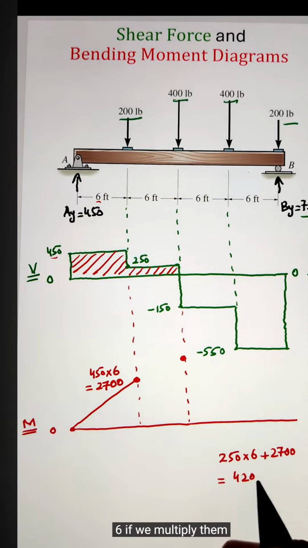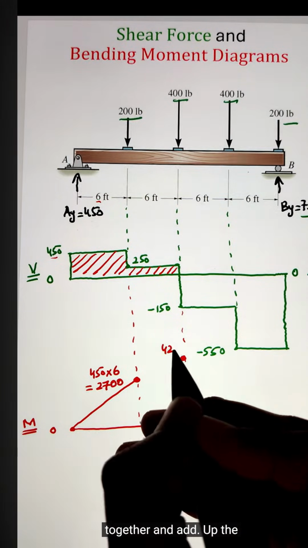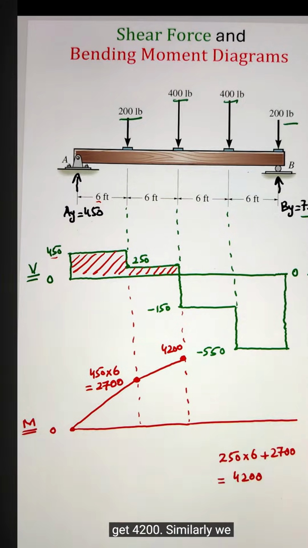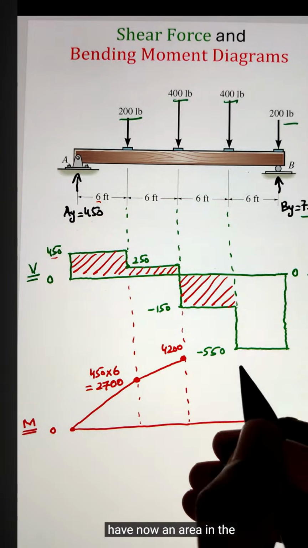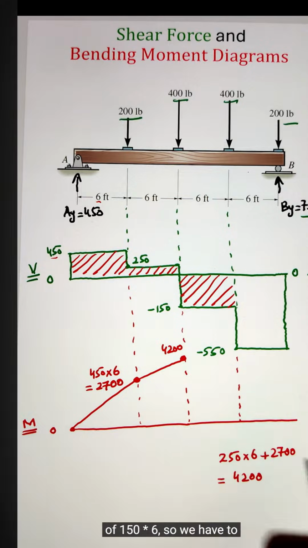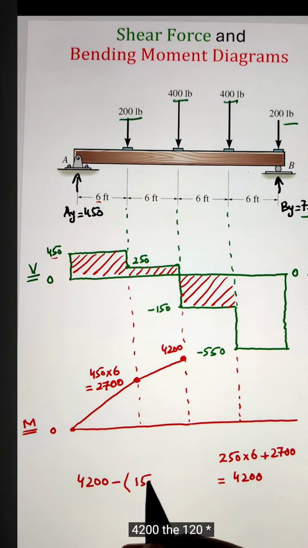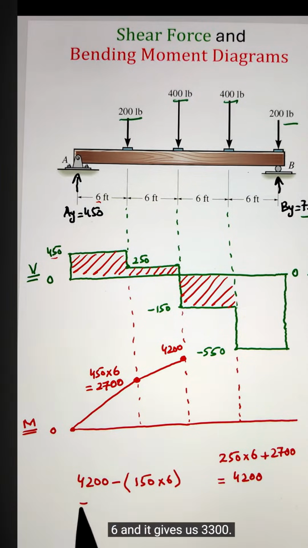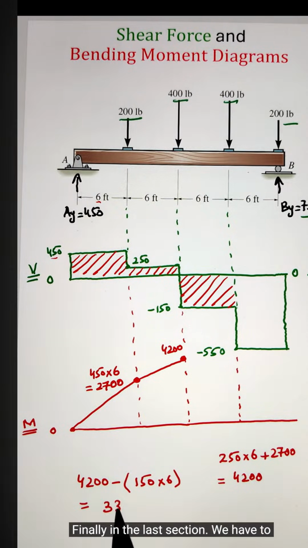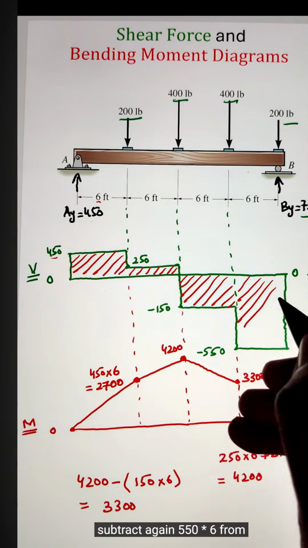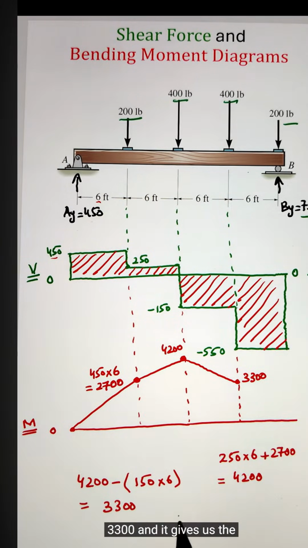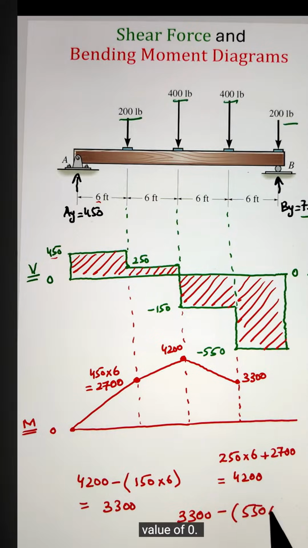If we multiply them together and add the 2700 to it, we get 4200. Similarly, we now have an area in the negative zone of 150 times 6. So we have to subtract 150 times 6 from 4200, and it gives us 3300. Finally, in the last section, we have to subtract again 550 times 6 from 3300, and it gives us the value of 0.